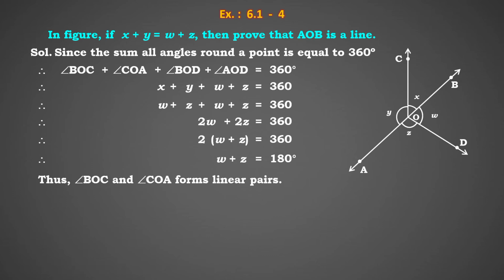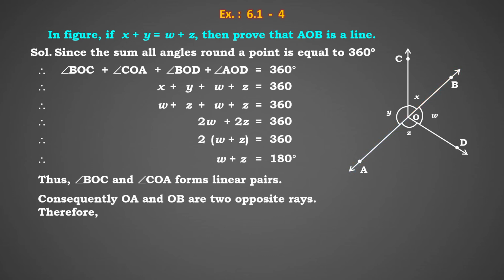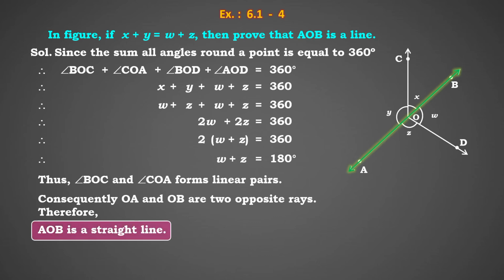Thus, angle BOC and angle COA form linear pairs. Consequently, OA and OB are two opposite rays. Therefore, AOB is a straight line.